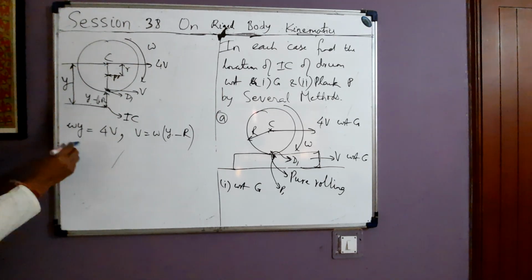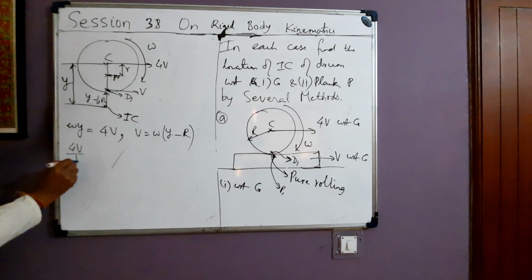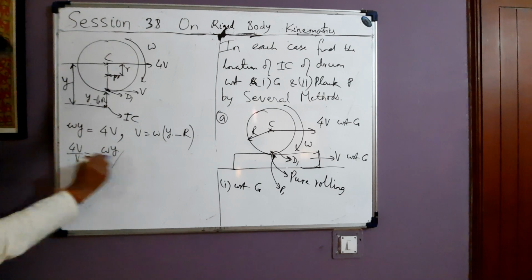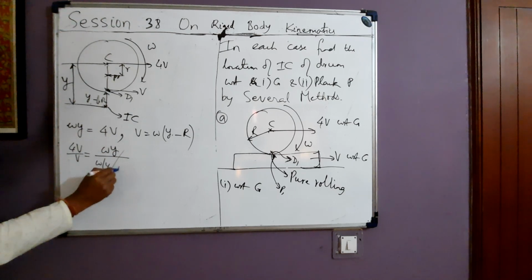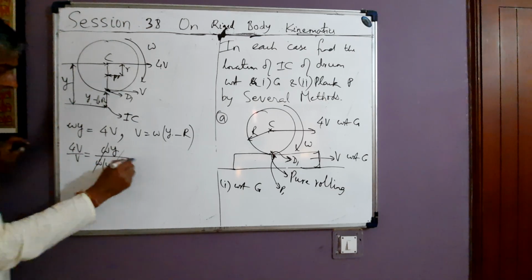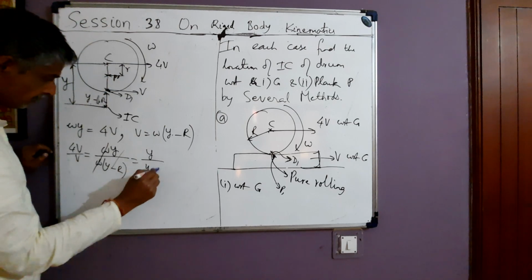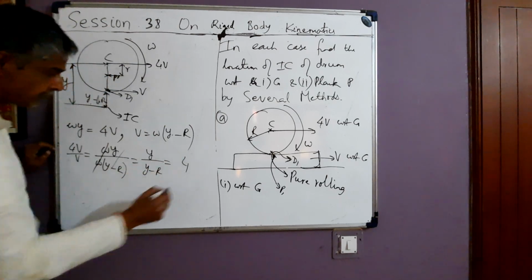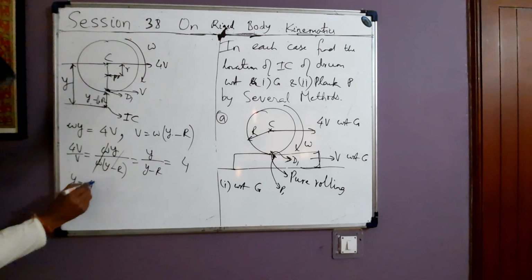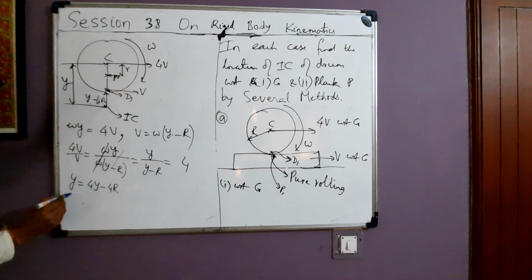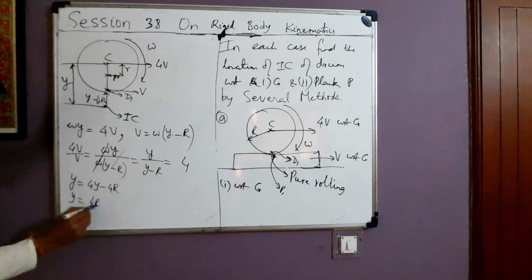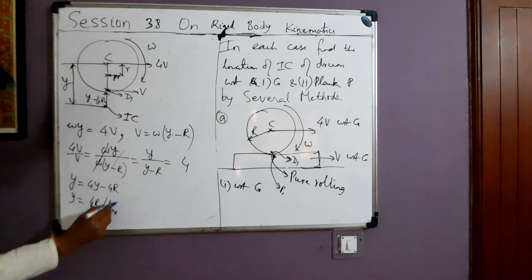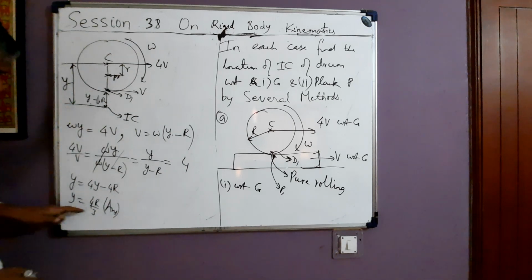Now if we divide these two equations, what do we get? 4V by V is omega Y by omega into Y minus R. Omega cancels out, so Y by Y minus R. 4V by V becomes 4. So Y becomes 4Y minus 4R, so Y becomes 4R by 3, below point D1. That is the required answer.